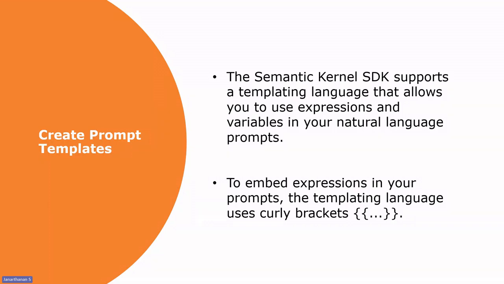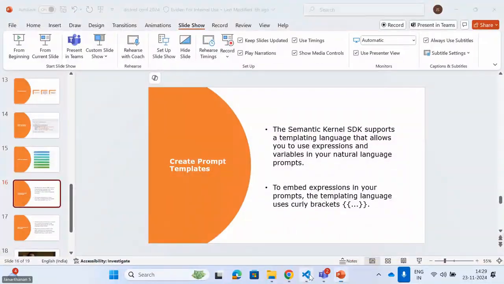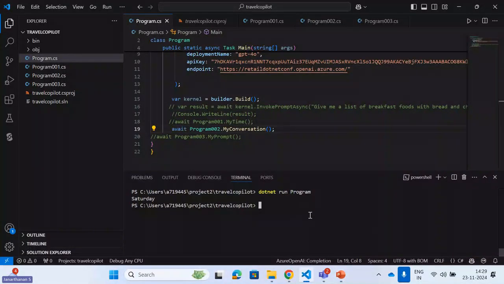Okay, let me execute this, then we will see the result of this application. What I will do now is execute this particular code with dotnet run and the name of the program.